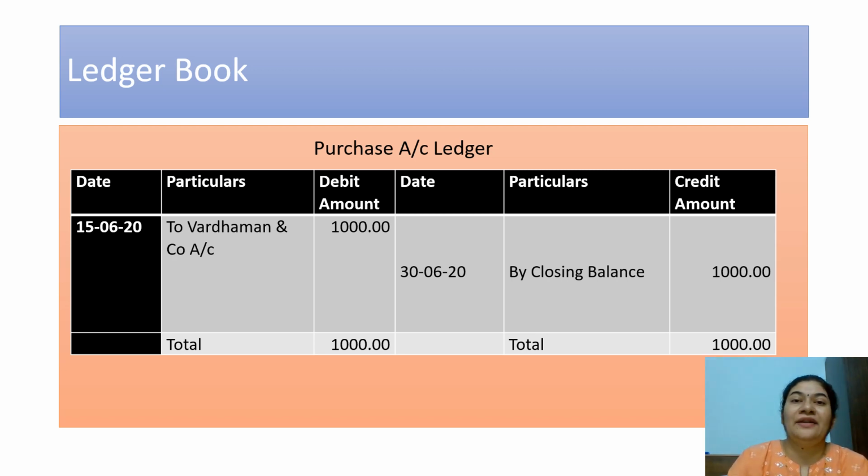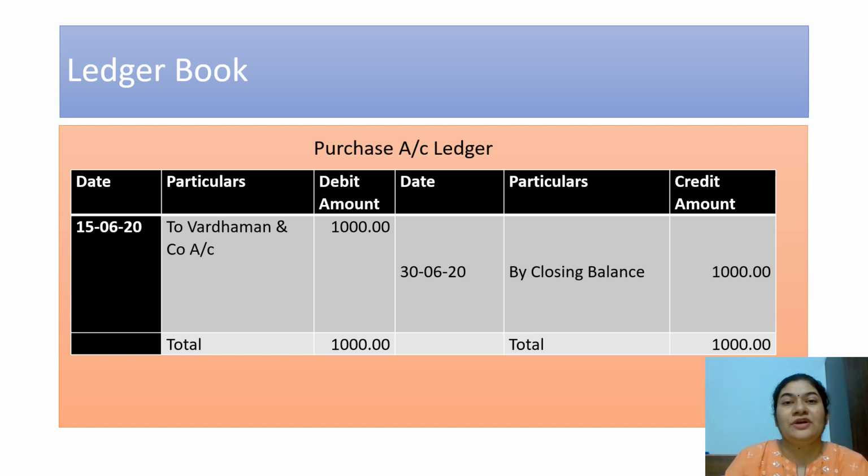As we had an example of a purchase transaction in our journal book, I'm continuing with the same example. The transaction was for purchase of material from Vardhaman and Company. So this is a purchase account ledger. For that one particular entry, two ledgers come into the picture. First is the purchase account and second is the Vardhaman and Company account. So first we are looking into the purchase account.